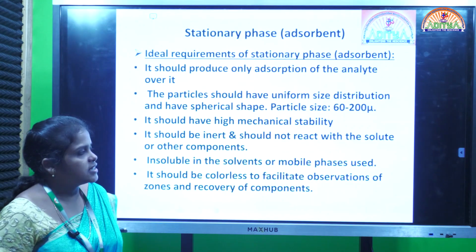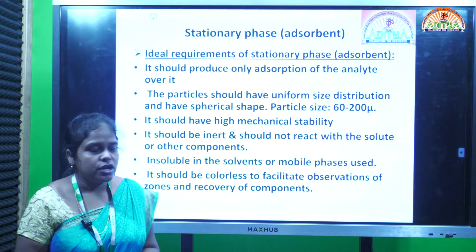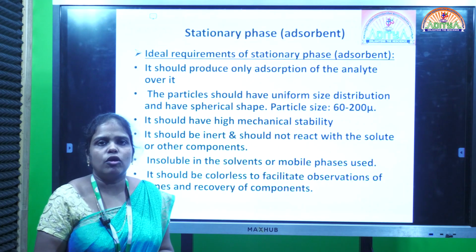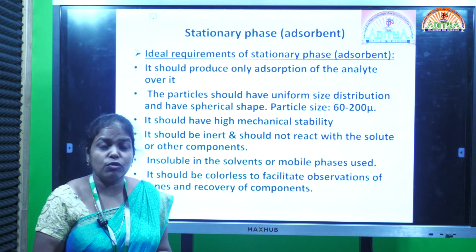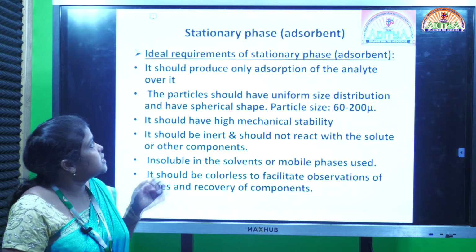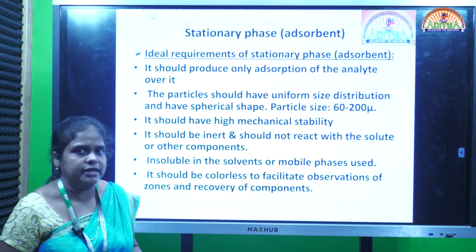First one is stationary phase. You already know the other name for stationary phase is adsorbent. So what are the requirements for a substance or for a chemical compound to act as a stationary phase? What are its ideal requirements? First of all, the stationary phase should have the capability to adsorb the analyte on it.